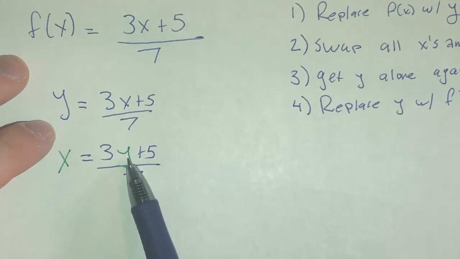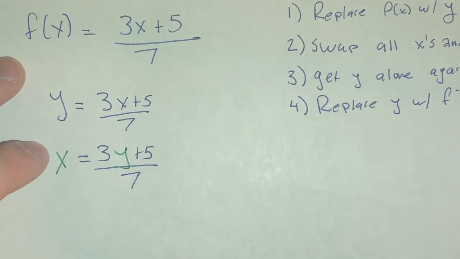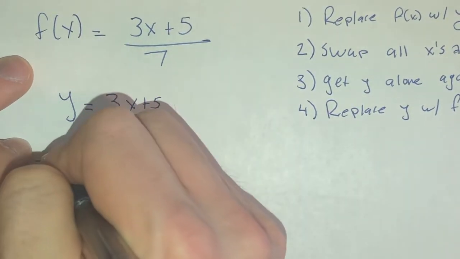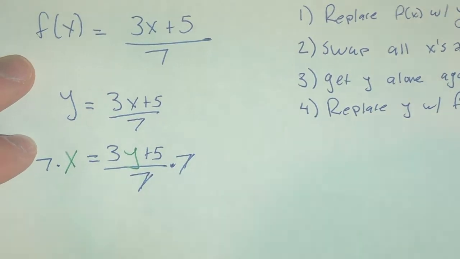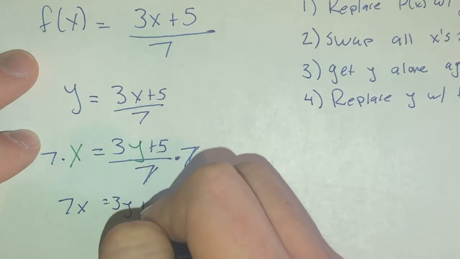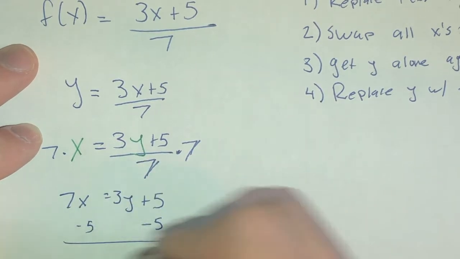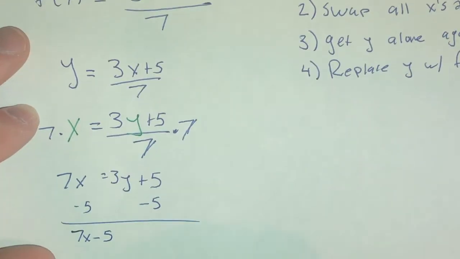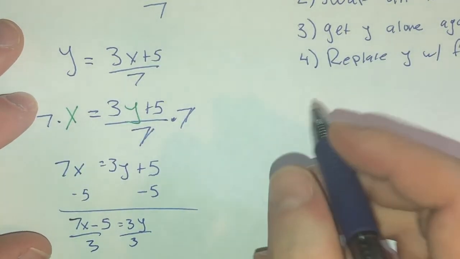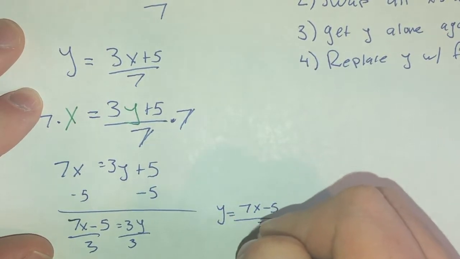So now we need to get y alone, okay? That's the third step. My first step is going to be to multiply by 7, because that will cancel the 7. And what you do to one side, you have to do to the other. So I get 7x equals 3y plus 5. Now I subtract 5 on both sides. I get 7x minus 5 equals 3y. And now I divide by 3. And I get y equals (7x minus 5) over 3.